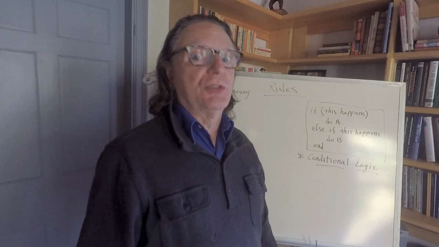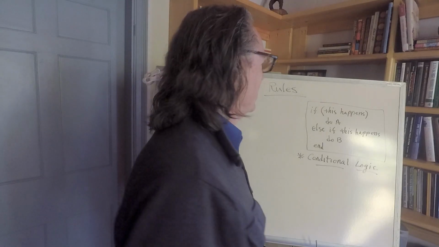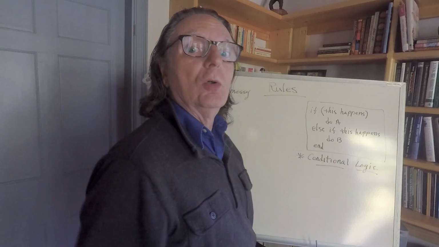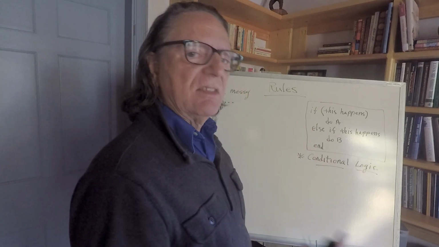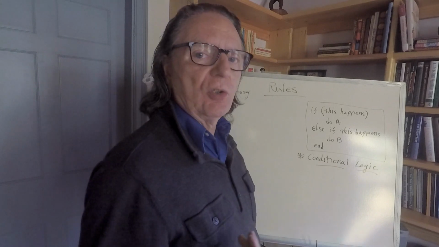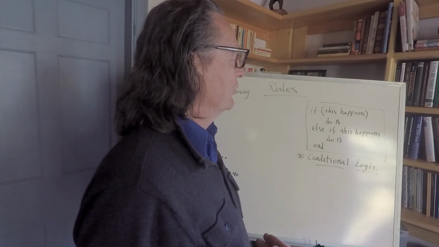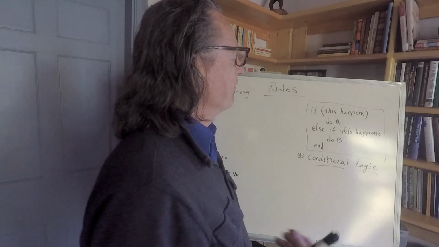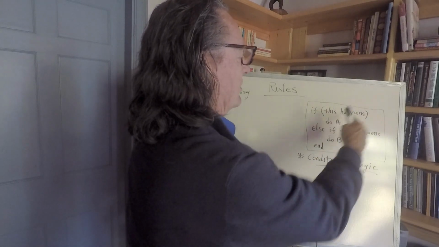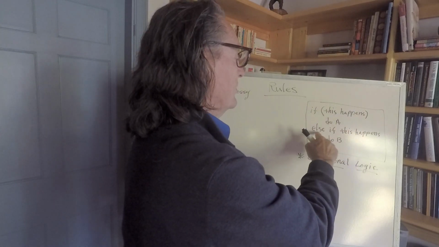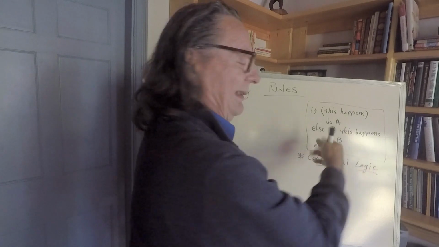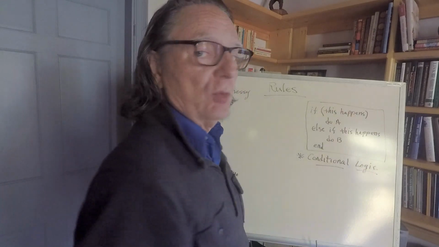Now, about those rules we're talking about, let's spend a little more time on them. Basically, a rule, as I showed in the last section, is: if this happens, then you do A. Else, if this happens, then you do B. And that's the end of that. And maybe that forms a rule.